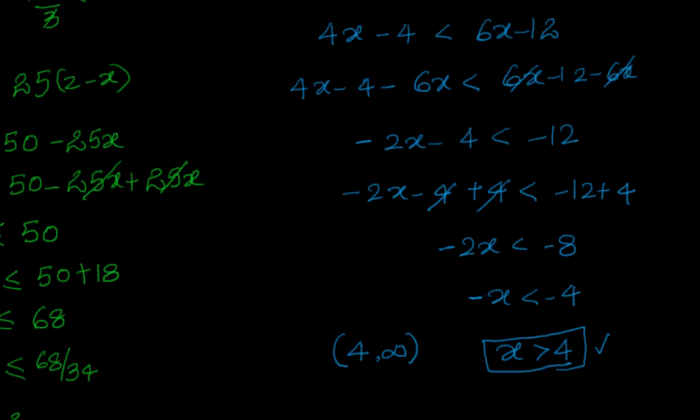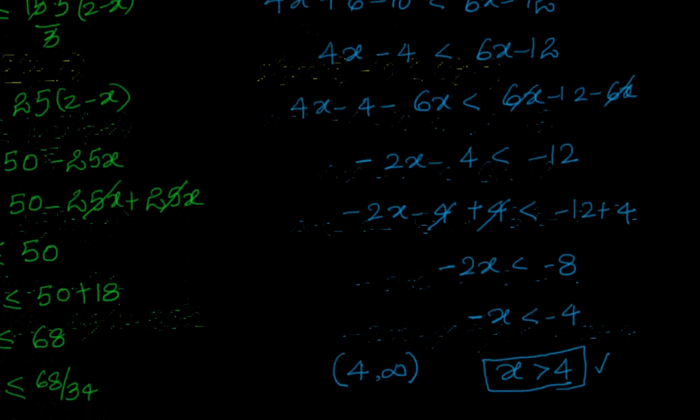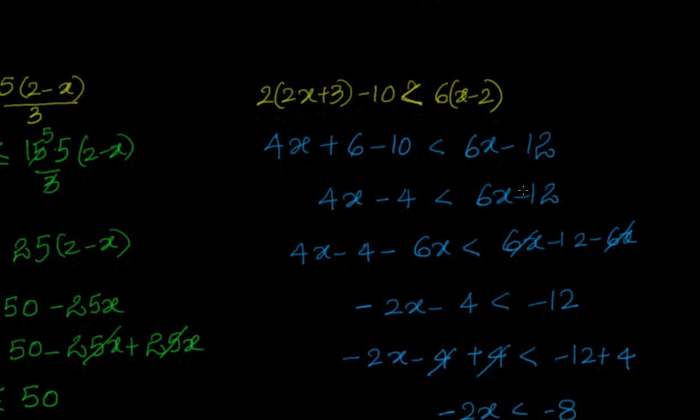So let's have a look at the solution and see whether this is okay or not. Let us take x greater than 4, so let me take 4.1. If I take 4.1, I'll have 2 into 4.1 is 8.2, 8.2 plus 3 is 11.2, minus 10, less than 6 into 4.1 minus 2, that is nothing but 2.1. Now here I'll have 12.6. If you simplify, 11.2 minus 10, that is 1.2, so 12.4 is less than 12.6. So the solution we got is correct.